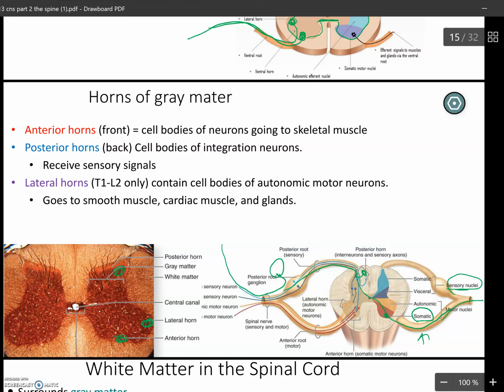Now, some of it has lateral horns. T1 through L2 have these lateral horns. That is part of the autonomic nervous system. Autonomic sort of looks like automatic. Think of automatic things like you get scared, automatically you get goosebumps and your pupils dilate. Or you get hot, automatically you start to sweat. So these deal with things like that. So they go to smooth muscle, cardiac muscle, and glands, whereas the anterior goes to skeletal muscle.